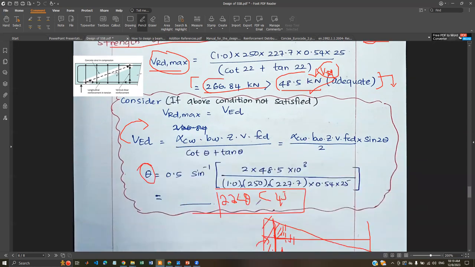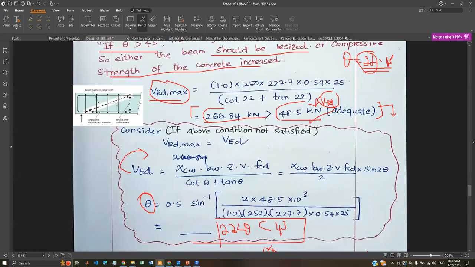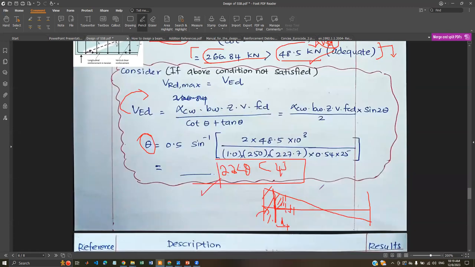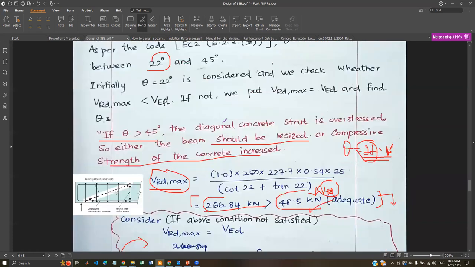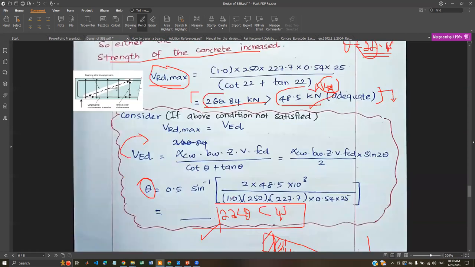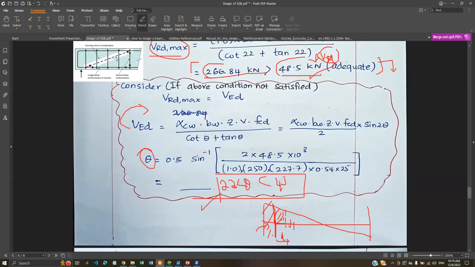So if the theta value that you have calculated is not within this range, you need to change your section and perform the design again, right? So that's what we need to perform up to now for the shear capacity check. Up to now I hope you don't have any issues.